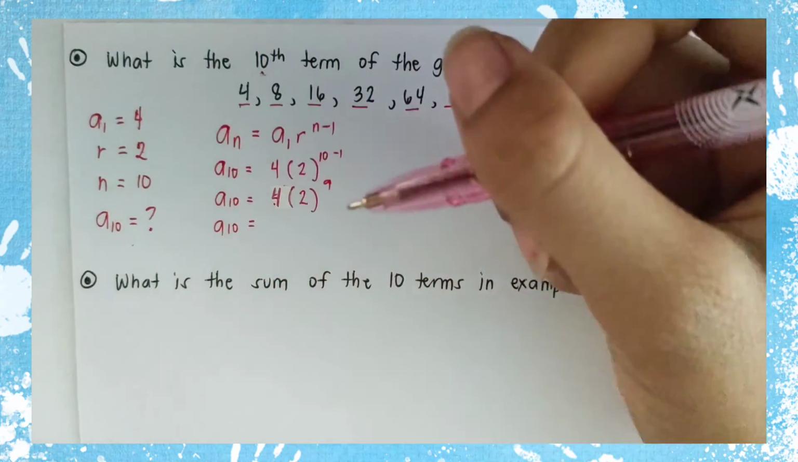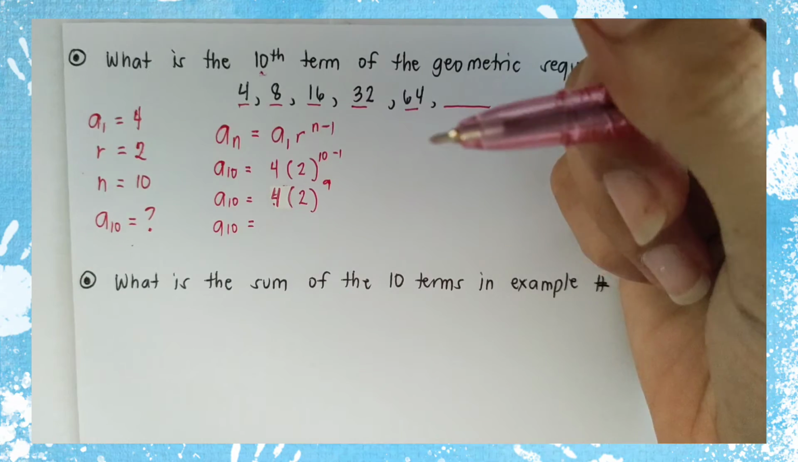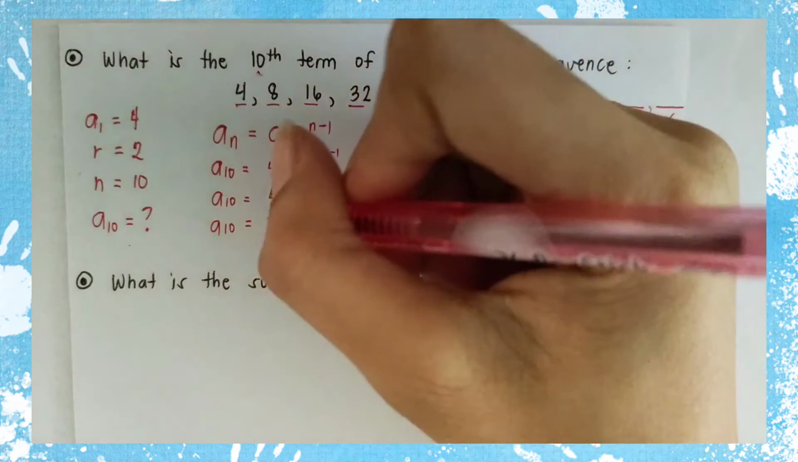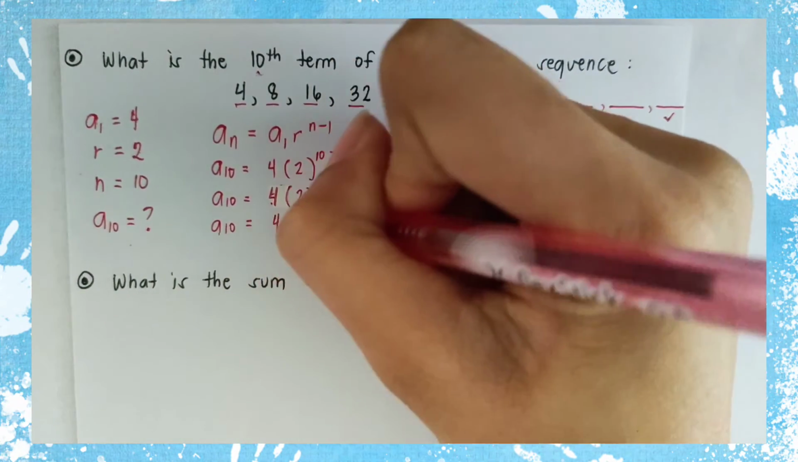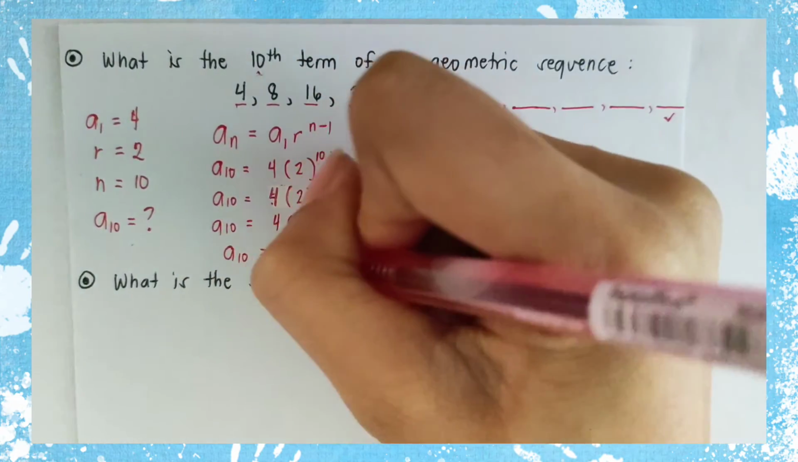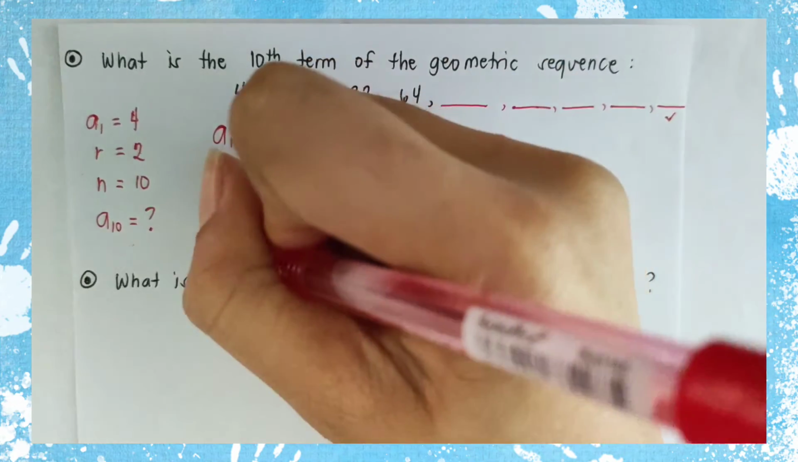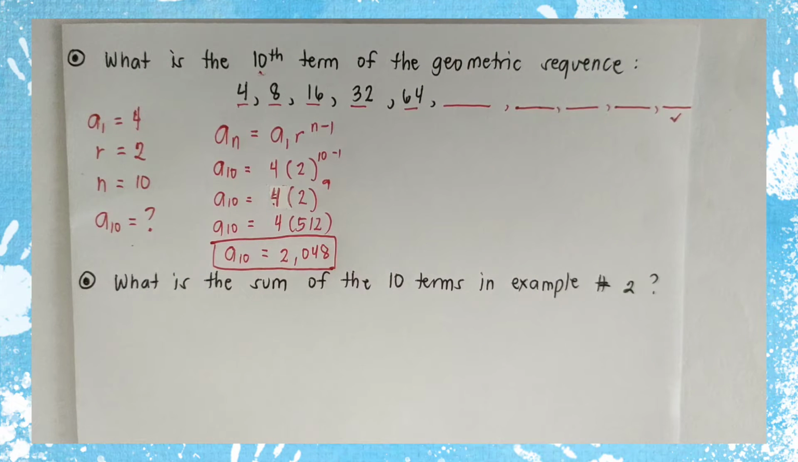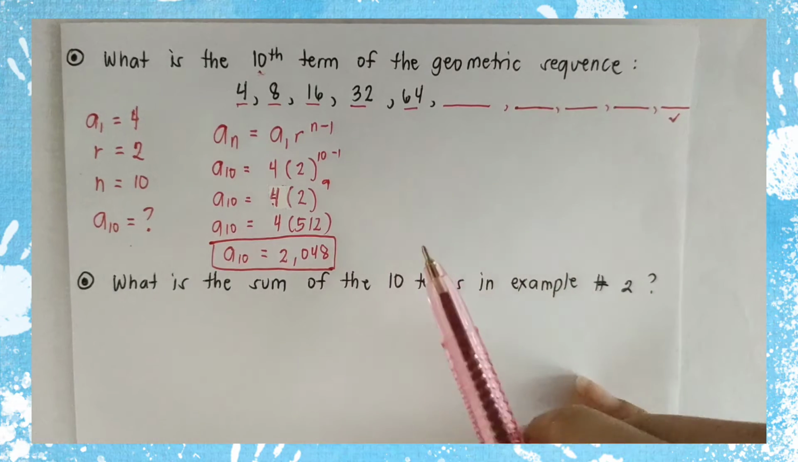Next, a sub 10 is equal to 4 times 2 raised to 10 minus 1, which is 9. 2 raised to 9 is 512. So 4 times 512, and our 10th term is equal to 2048. By using the geometric sequence formula, we already know the 10th term of this geometric sequence, which is 2048. If you want to solve it manually, you can.